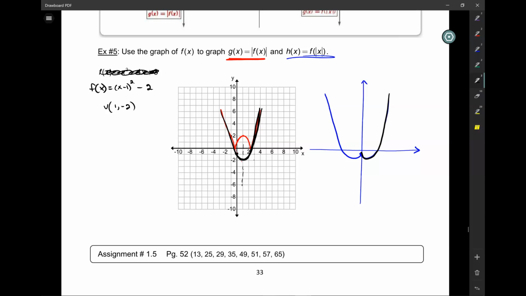Oh, yes. For the one on the left, it would look like g of x is absolute value of x minus 1 squared minus 2. And then h of x is just the x in absolute values. Yeah. I would give you separate ones. I would give you separate coordinate grids. Okay. This homework will be due next time.